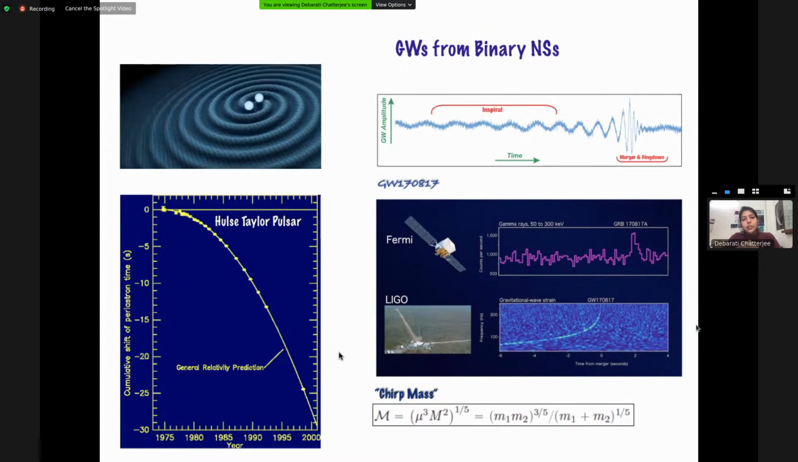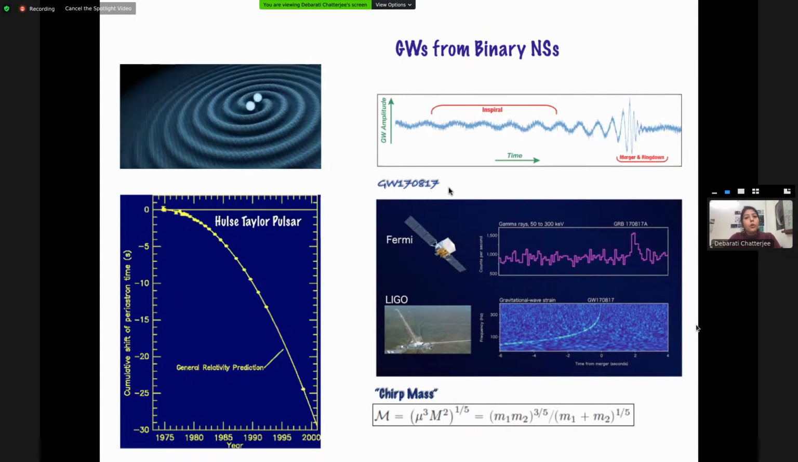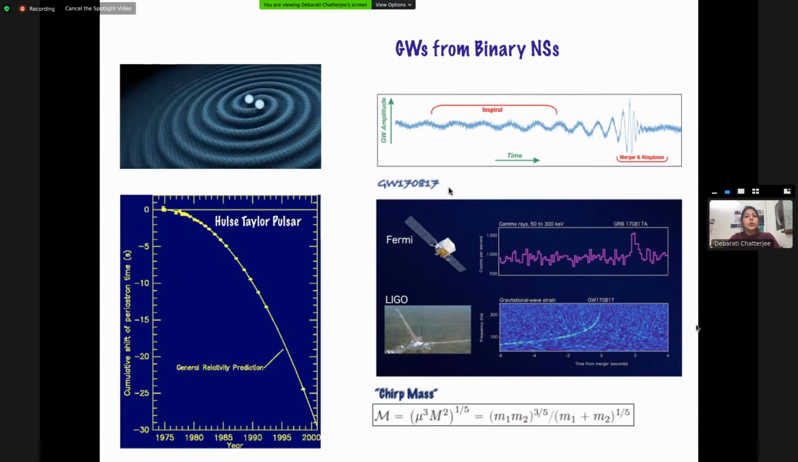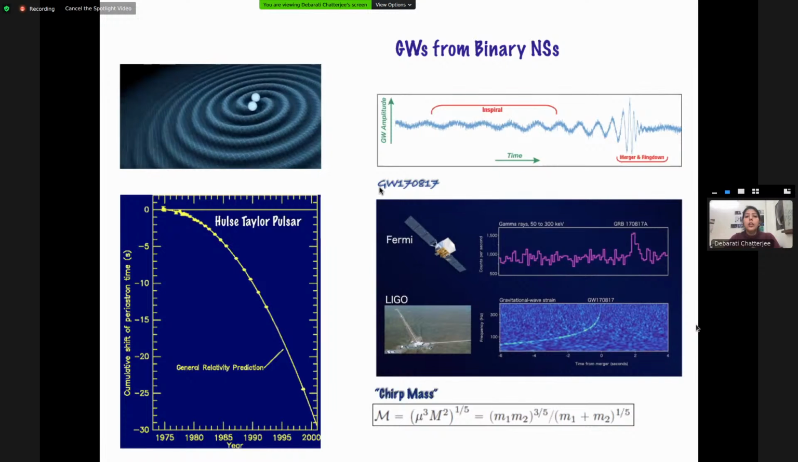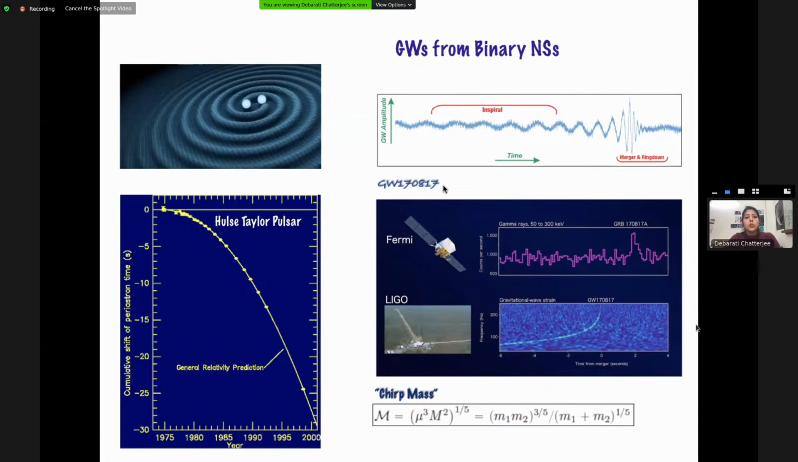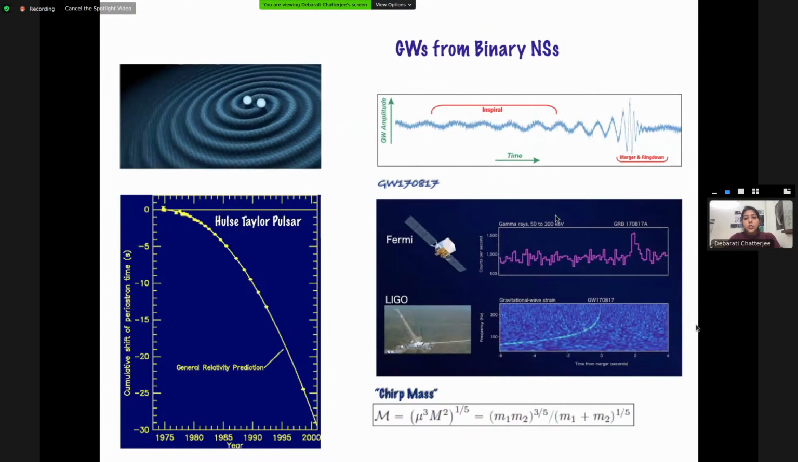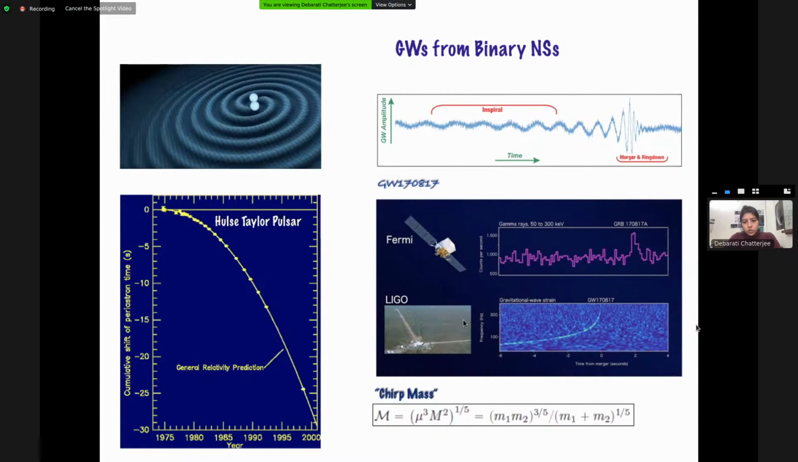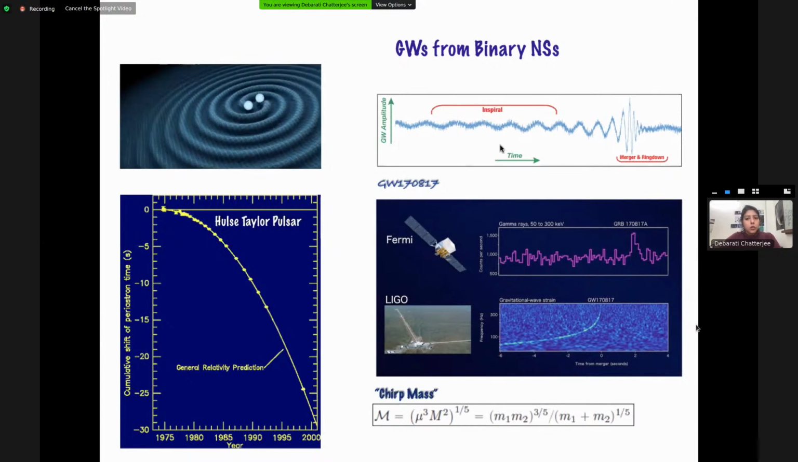So finally, the first gravitational waves were observed very recently. For the first time, in 2017, gravitational waves from binary neutron stars were observed. This is called GW170817 because it was observed on the 17th of August. The feature that was observed by observatories like LIGO in the US is what you see on the cartoon on top.